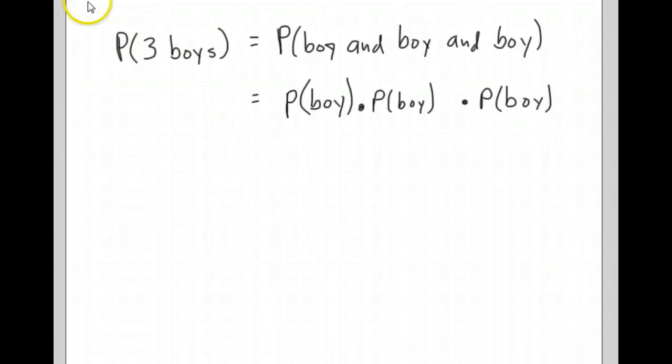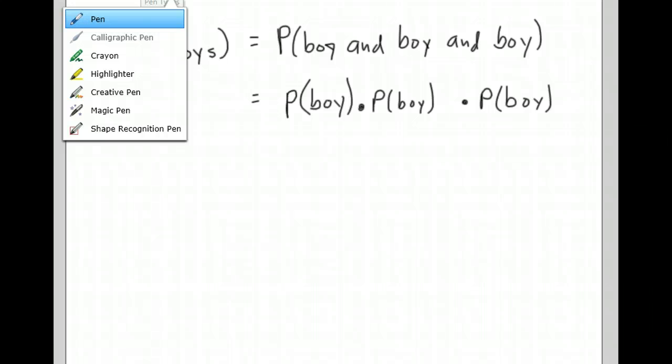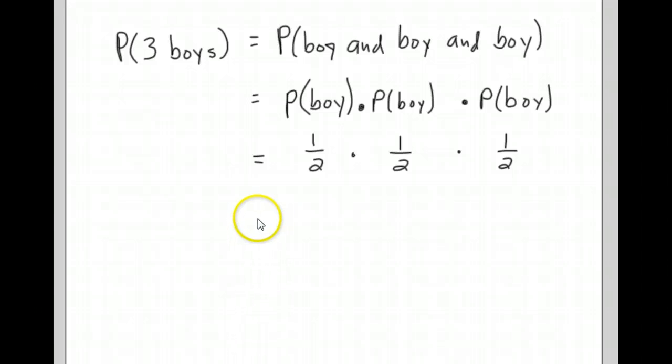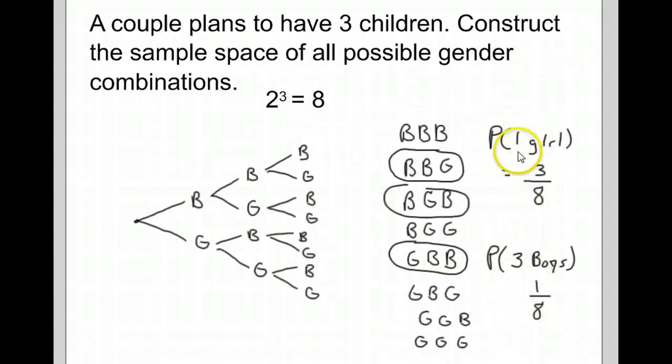And if you find those individual probabilities, you end up with a half for each one, and a half times a half times a half. Remember how we multiply fractions? We multiply straight across the top and we get a 1. And we multiply straight across the bottom. 2 times 2 times 2 is 8. And we get an eighth. Now, that's the same thing we got right here. Again, this one right here will have to wait because there's more than one way for it to get that outcome. But it's not that much harder.